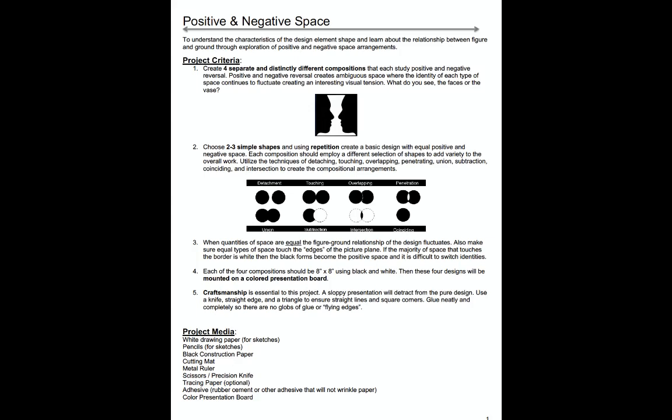The reason we want a color background is because we don't want to force the identity of what's the negative space. So for example, if I have white and black designs on a black presentation board, then the white is automatically going to read as positive space. If I have black and white designs on a red presentation board, I have no idea. I don't have any preconceived ideas as to which is positive or negative. So that's the reason we're using it like that.